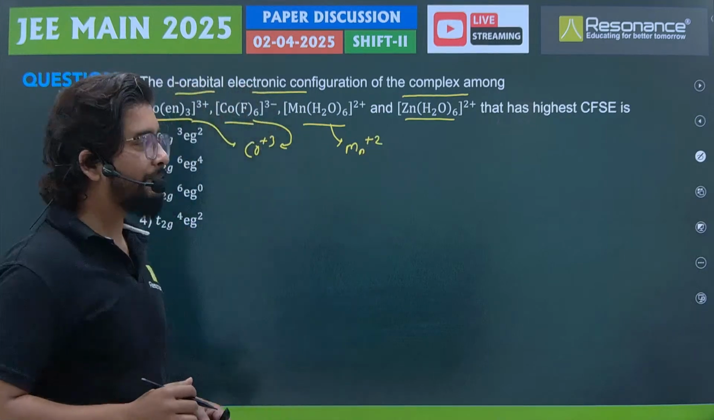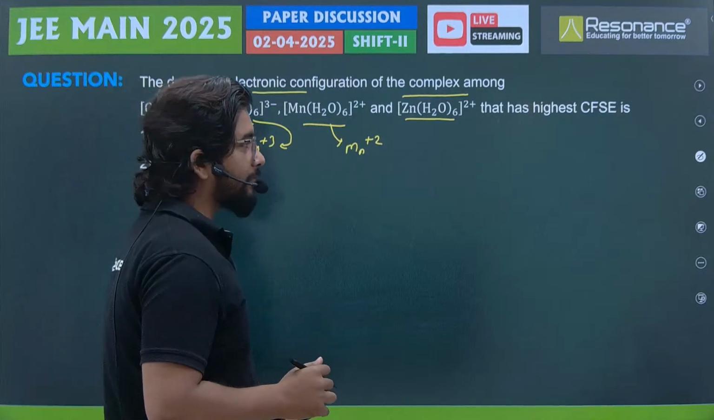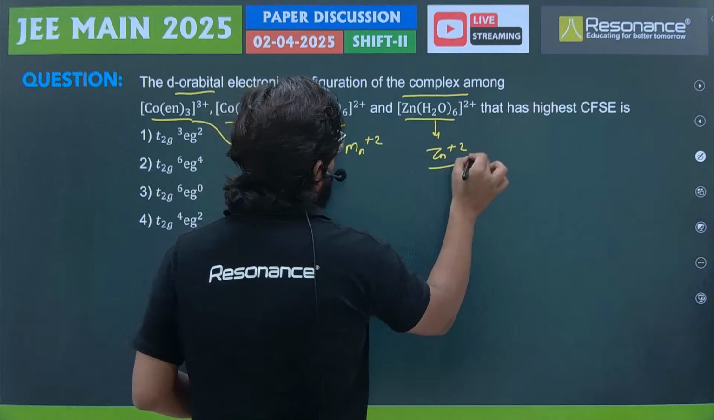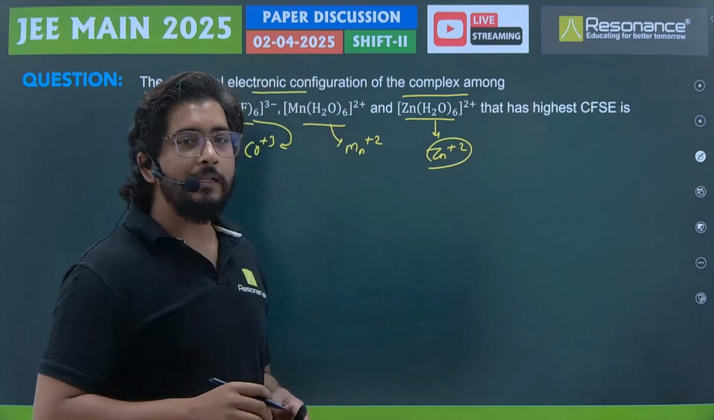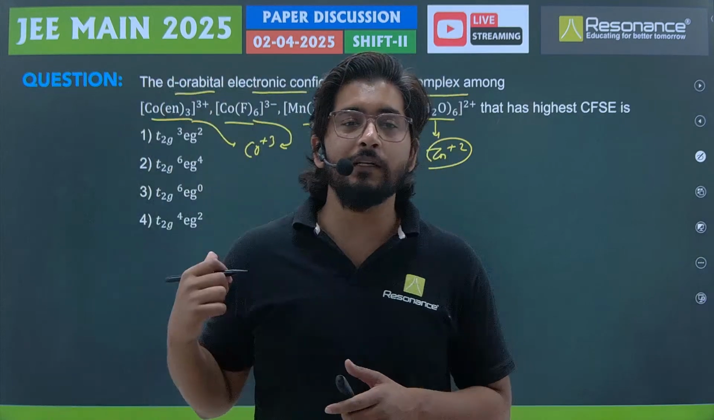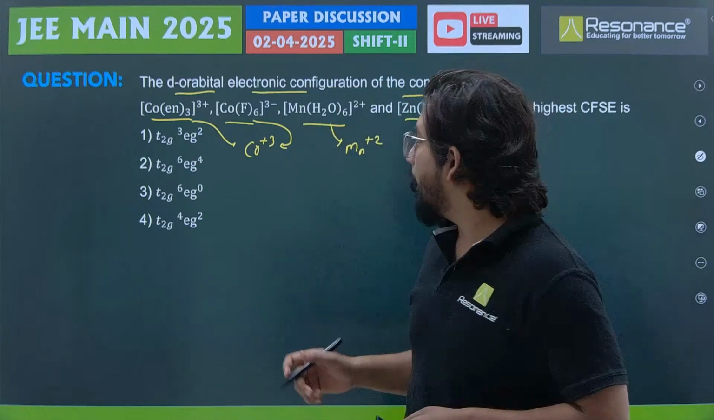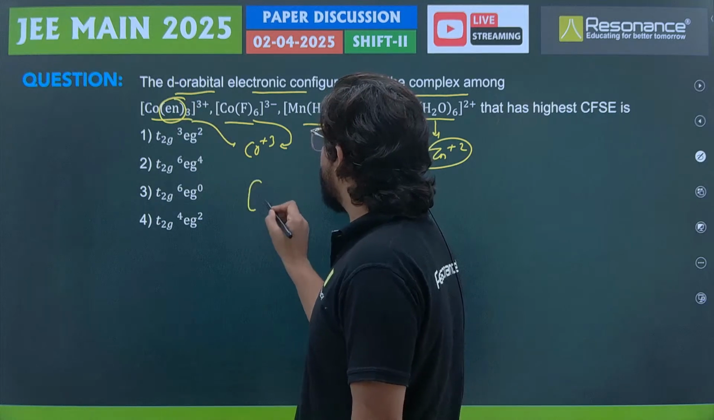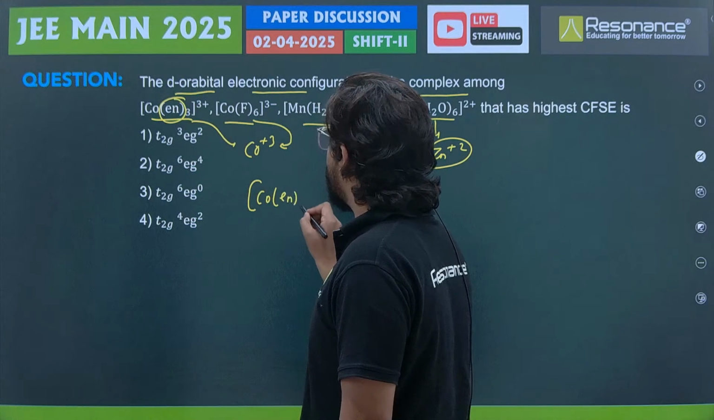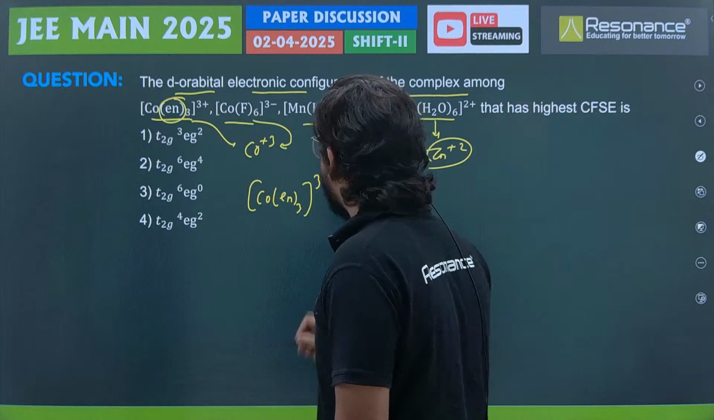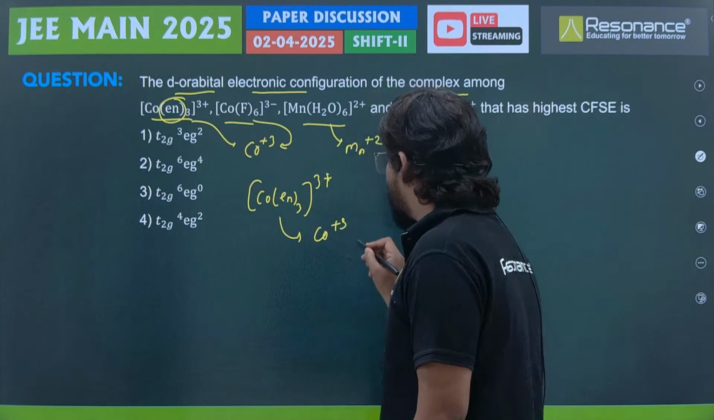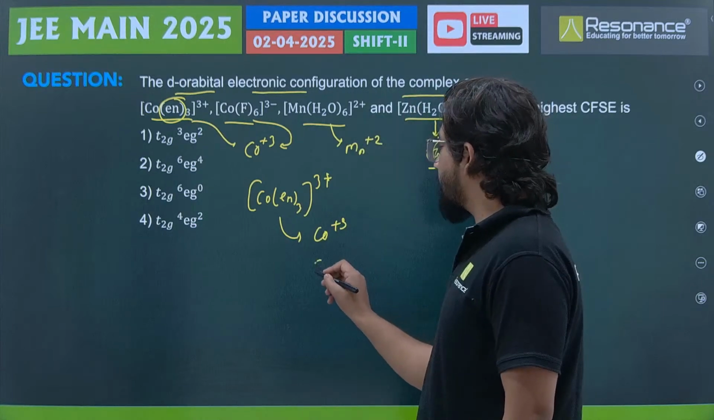Manganese is +2, and zinc is present in +2. As you can see, cobalt is present in +3, and we also have a strong field ligand. So in the complex Co(en)3 with +3, cobalt is present in the +3 oxidation state. In +3 oxidation state, the electronic configuration will be d6.